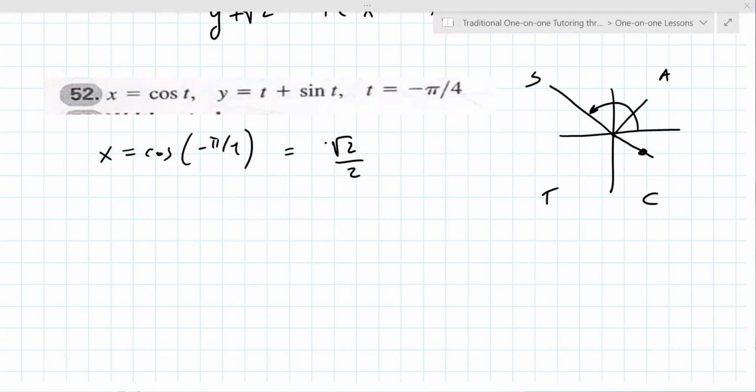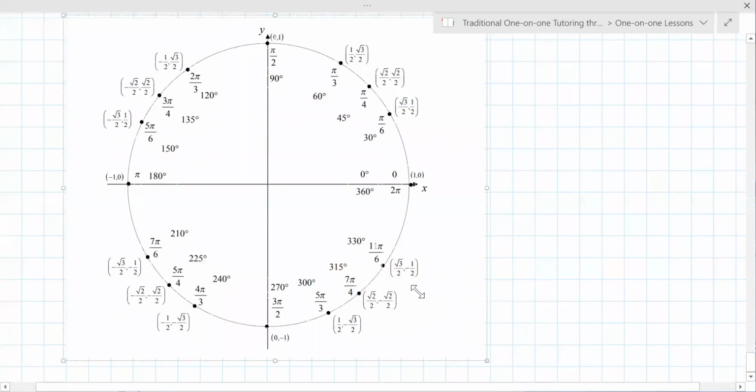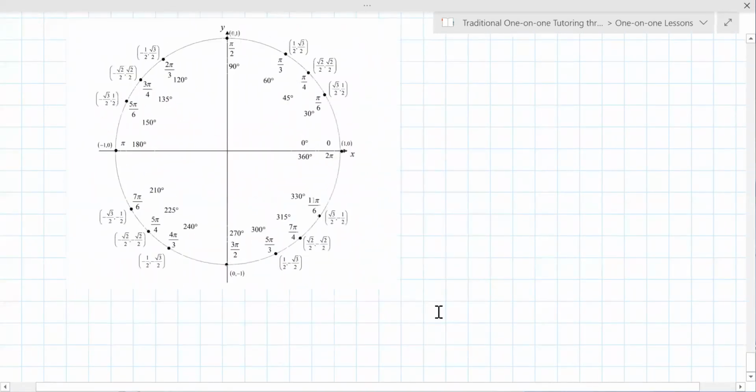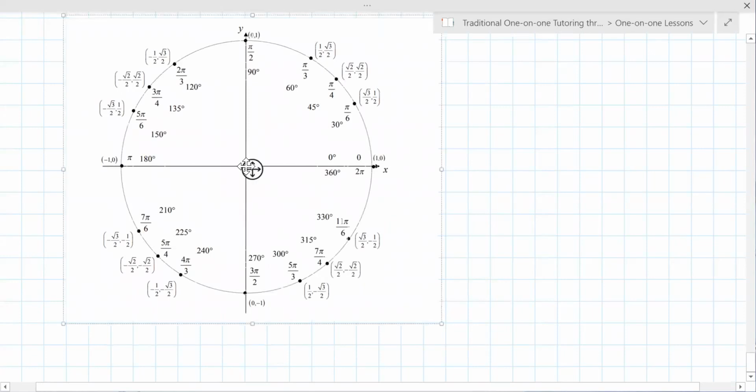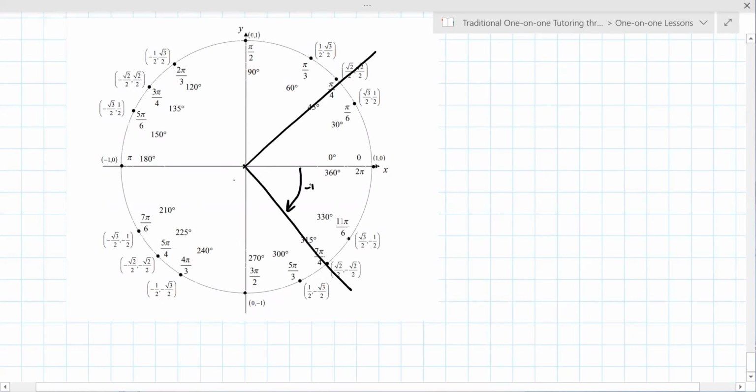Well, I'm just confused. Because it's pi over 4, it's in the first quadrant, right? Negative pi over 4. So what do you do with the negative? The negative pi over 4 is down here. This is minus pi over 4, and this is positive pi. Oh, I get it, because cosine is positive in the fourth quadrant. Yes. Got it.